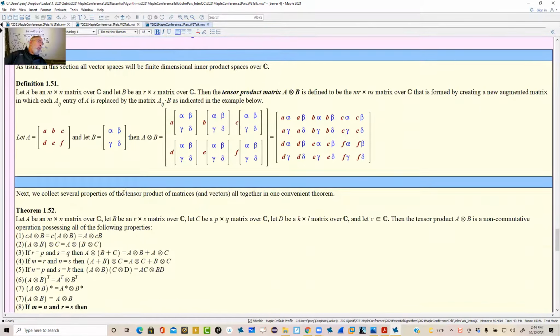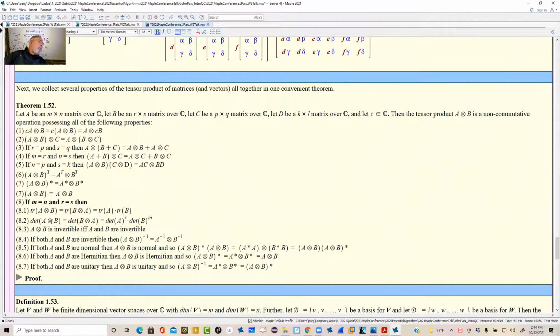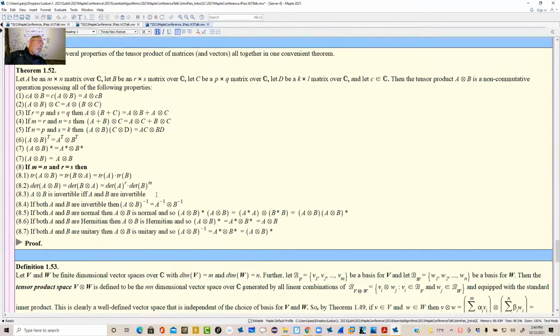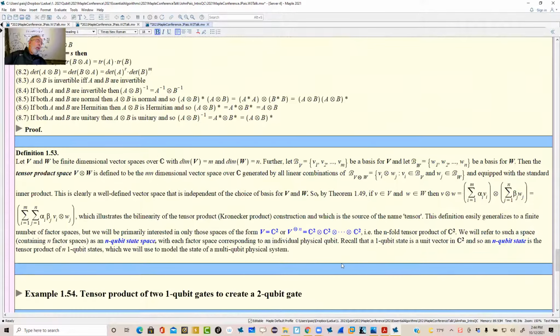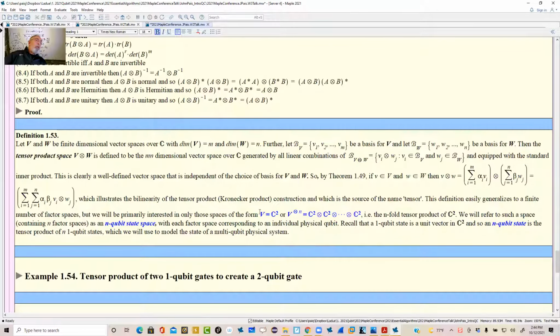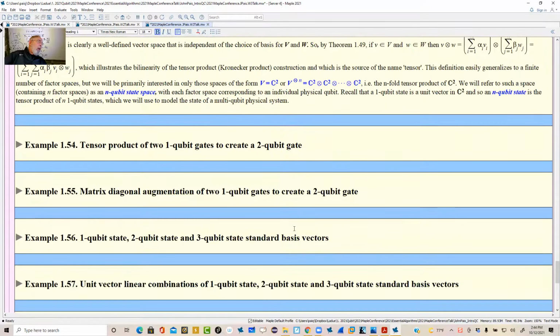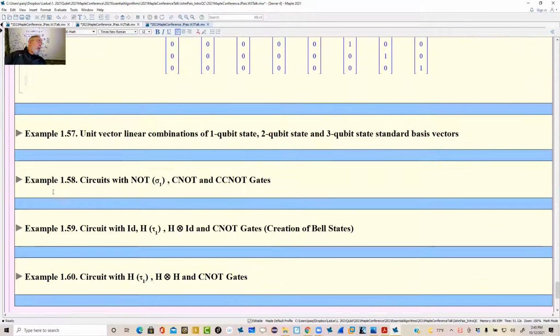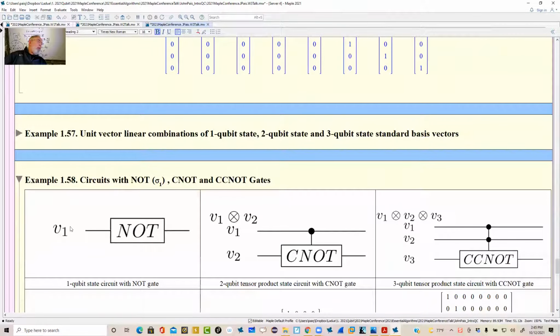Finally, we're here at the n-qubit tensor product state spaces and gates and circuits. So basically some standard stuff on tensor products. Everything is mulched together in one gigantic tensor product theorem here. And then we, of course, generate these tensor product spaces by using bases and taking their tensor products. And then I have a whole bunch of examples. Let me just do one circuit here.